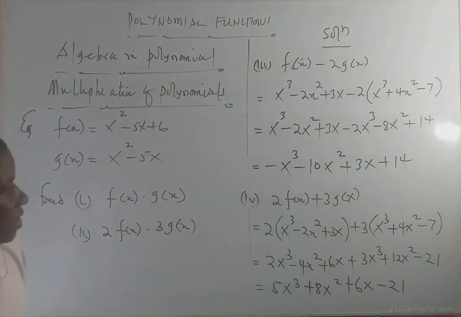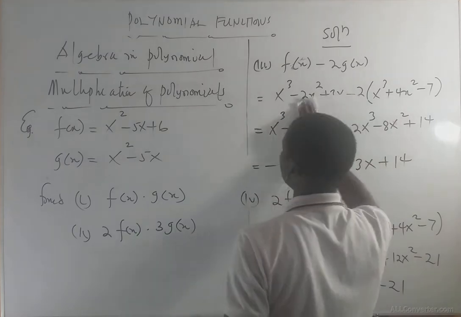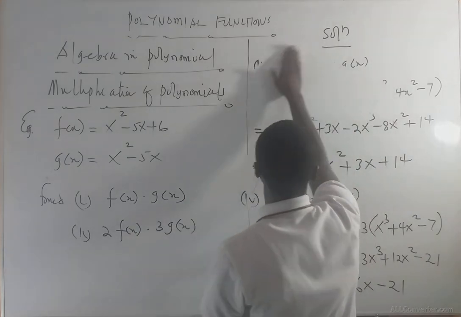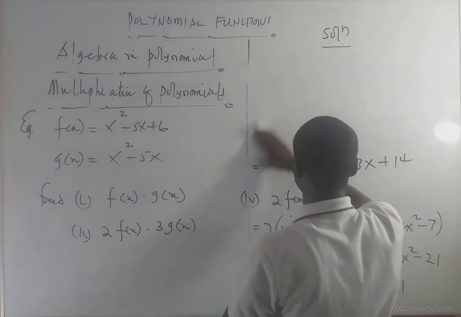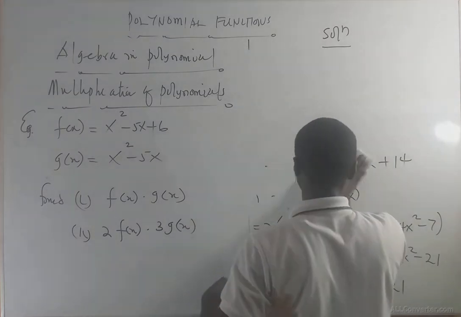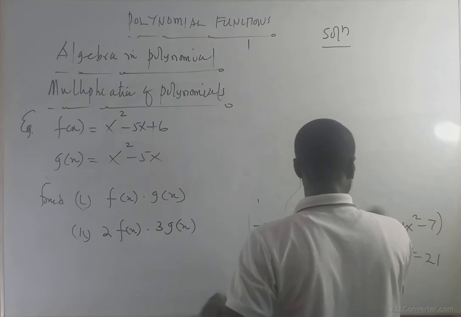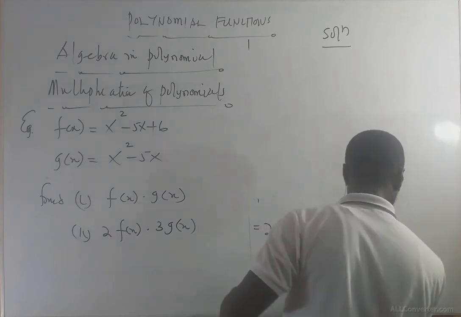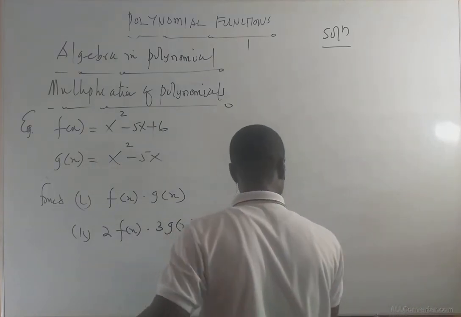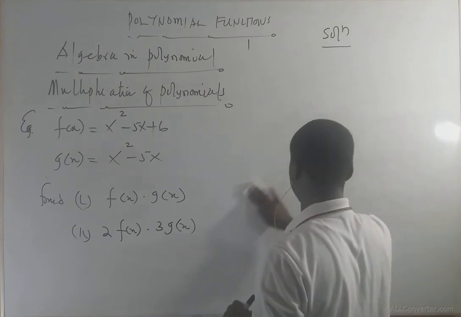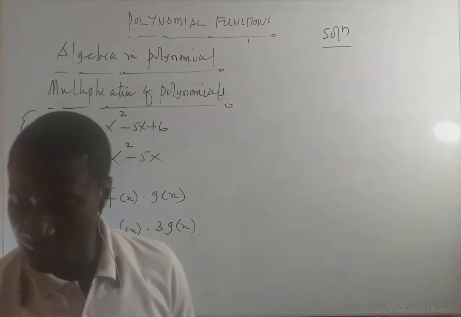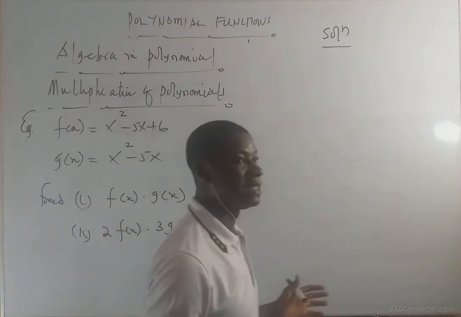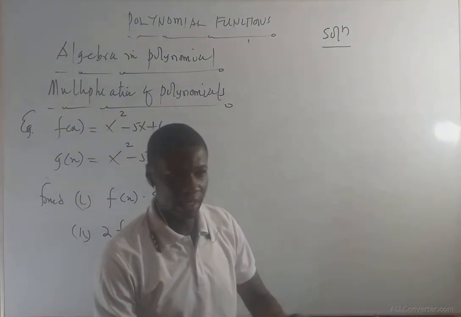And take note that with the multiplication of polynomials, we are going to apply the first law of indices. Very soon you will understand what I am talking about. Don't forget that when we were looking at the addition of polynomials, we said that if it's addition, you add the like terms together. Subtraction, you subtract the like terms.